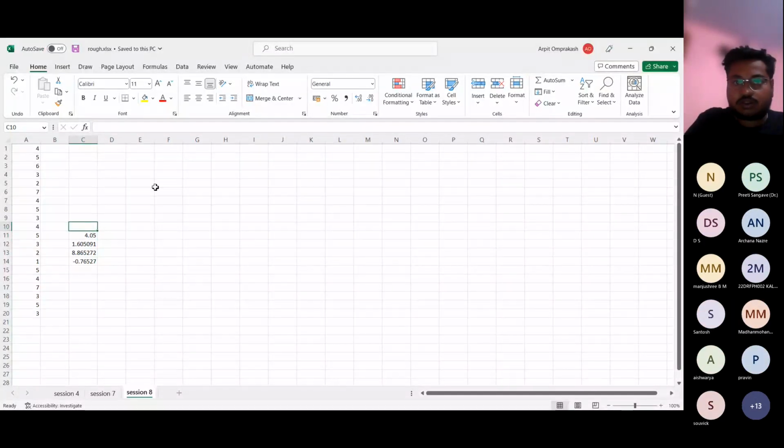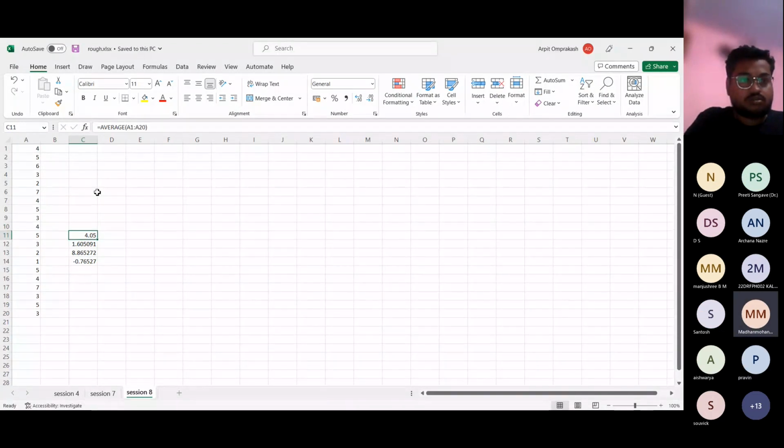Sir, how to calculate standard deviation for this question? Sir, are you sharing any screen? Because I am not able to see any screen. One second, I'll share. Okay. Can you guys see the Excel file? Yes, sir.